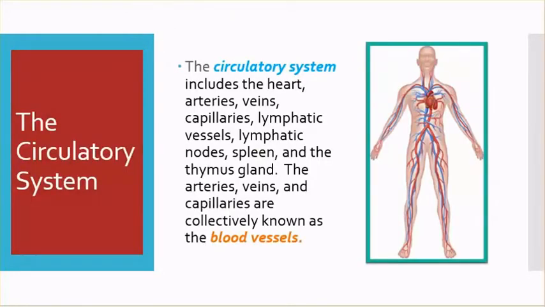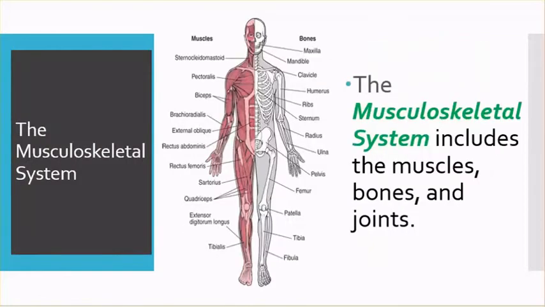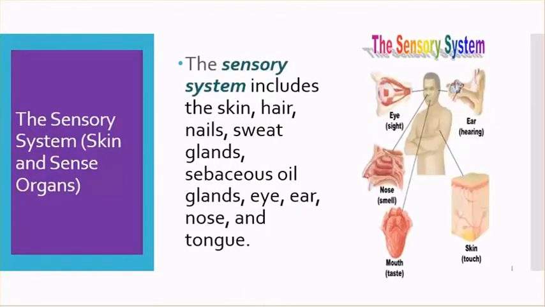The circulatory system includes the heart, arteries, veins, capillaries, lymphatic vessels, lymphatic nodes, spleen, and the thymus gland. The arteries, veins, and capillaries are collectively known as the blood vessels. The musculoskeletal system includes the muscles, bones, and joints.